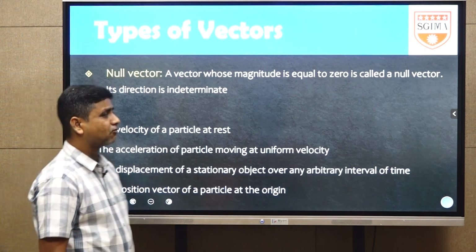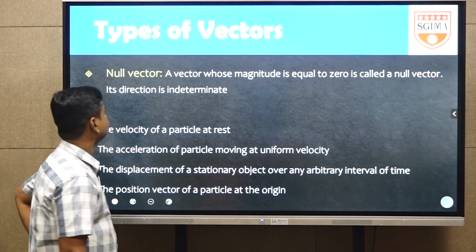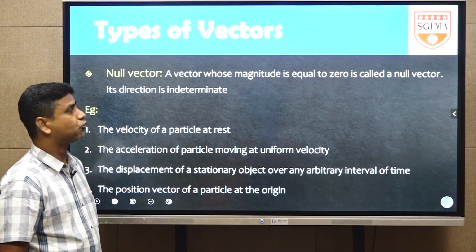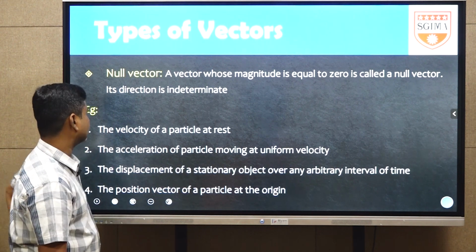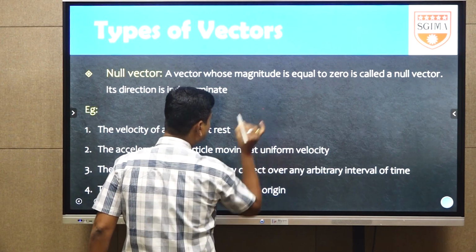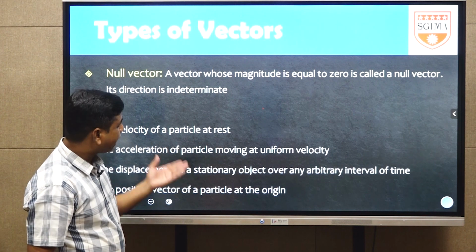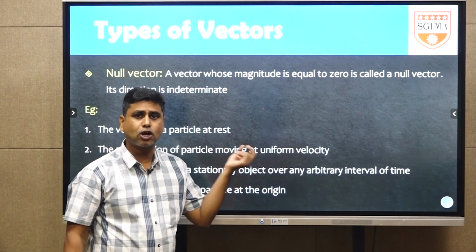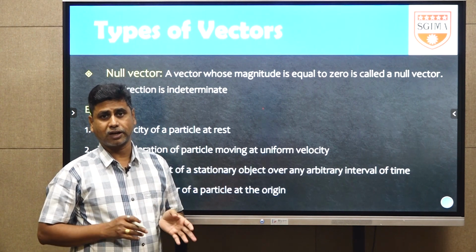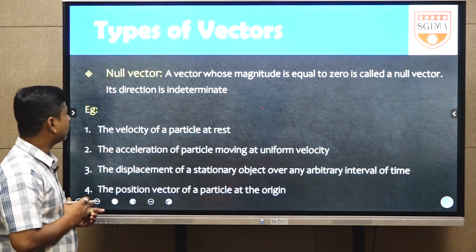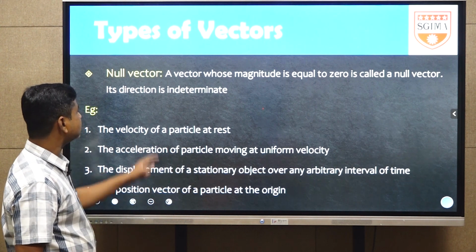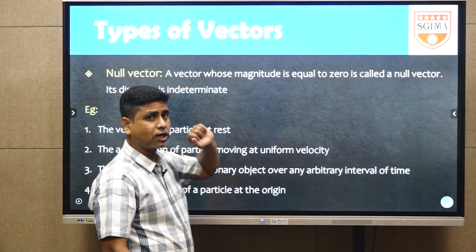The next one is the null vector. What is a null vector? A vector whose magnitude is 0 is called a null vector. There is no magnitude. For example, take a point. What is the magnitude of a point? Generally a point is not visible, and its magnitude is very close to 0, not able to be defined. Those are generally called null vectors. We will explain this with examples also. But its direction is indeterminate. For a point, which direction will you take?